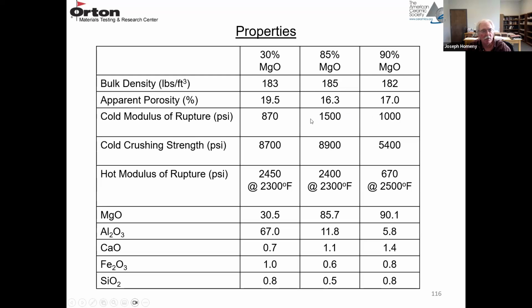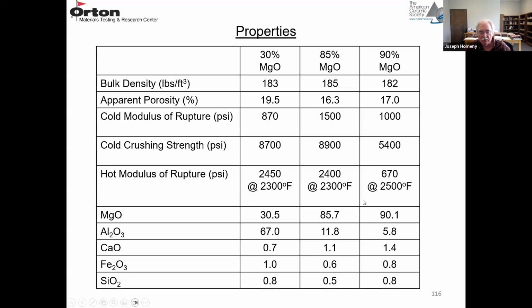These are 1,000 to 1,500 MOR in PSI, and the cold crushing, these are around 8,000. This is about 5,000. And the hot strength is rather good. At 2,300 F, these are over 2,000. And even at 2,500 degrees F, it's still about 670 PSI. So the MgO contents have to be the same as the grade of MgO. And the balance is primarily alumina. And you'll have CaO, Fe2O3, and SiO2 as some of the impurities.